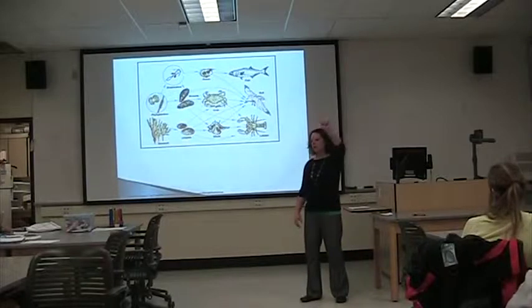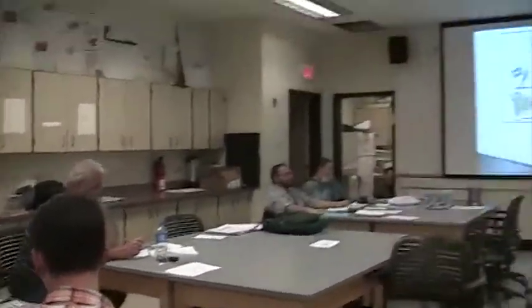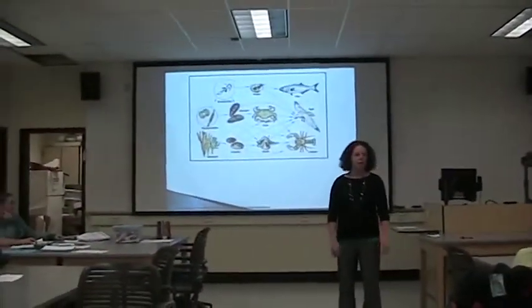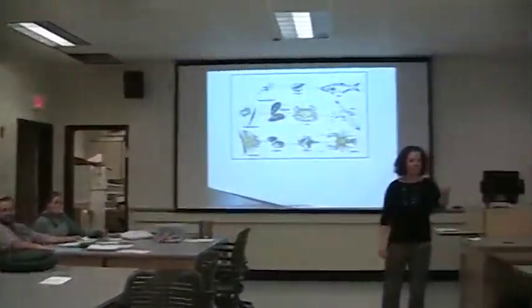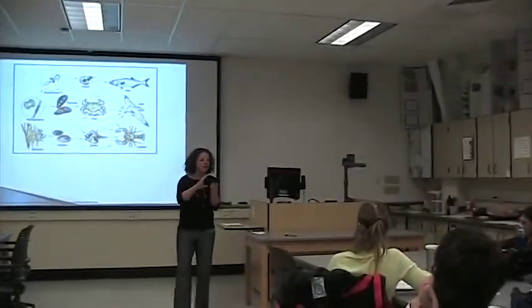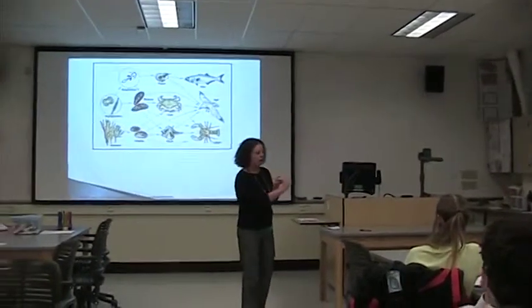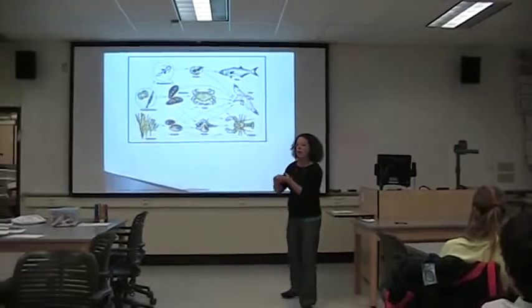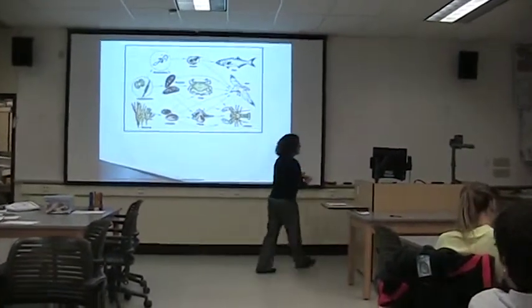So one more kind of organism here. Bonnie. Herbivore. Herbivore, okay. So what about an herbivore? What's an herbivore do? Eat plants. Very good. So we have plant eaters, herbivores. Meat eaters are what? Carnivores. And those that eat meat and plants are? Omnivores. Good job, guys.